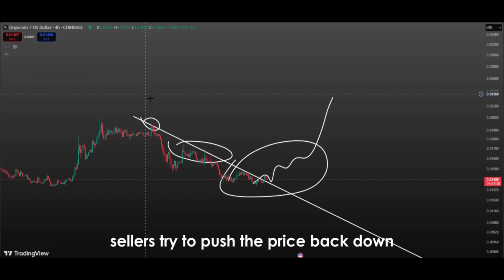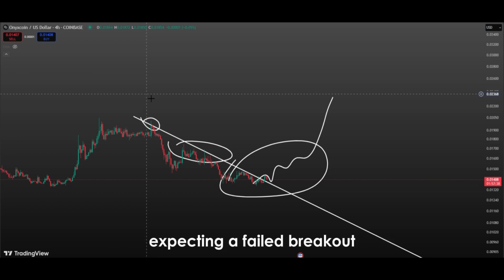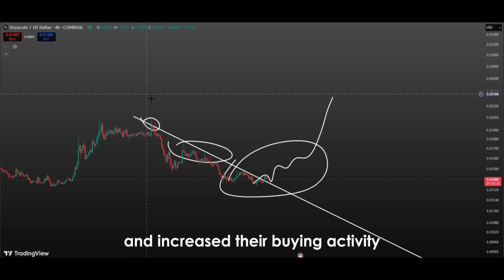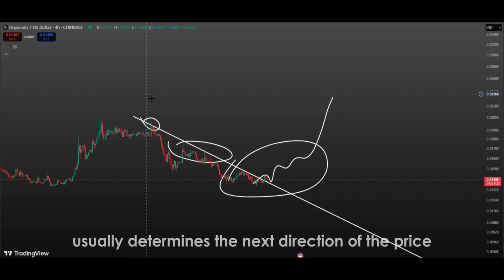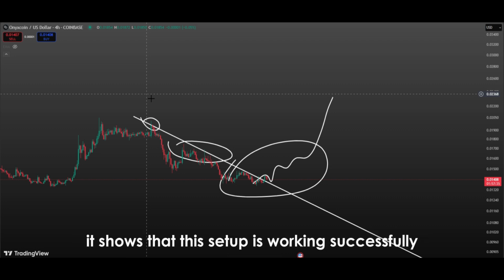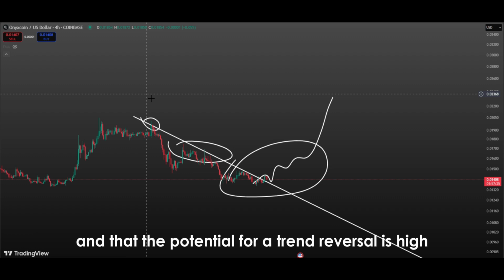Sellers try to push the price back down, expecting a failed breakout, while buyers believe the level has turned into support and increase their buying activity. The winner of this clash usually determines the next direction of the price. In the current chart, the fact that the descending trend line has been broken and the price is now retesting it shows that this setup is working successfully and that the potential for a trend reversal is high.